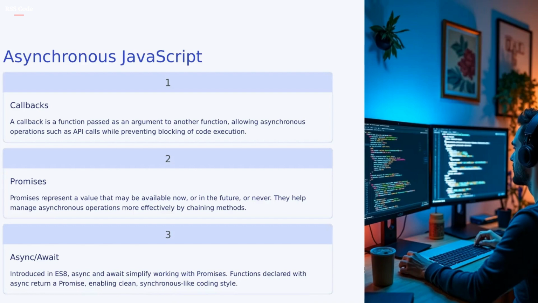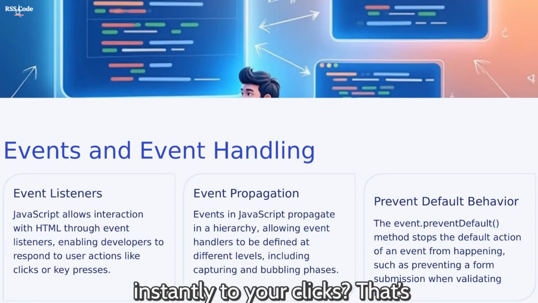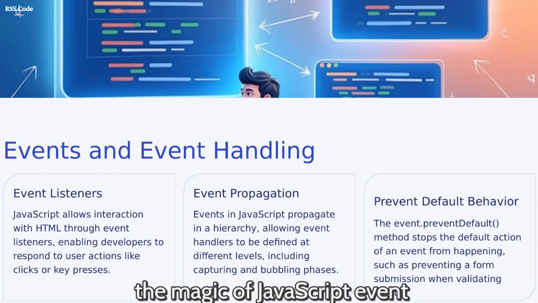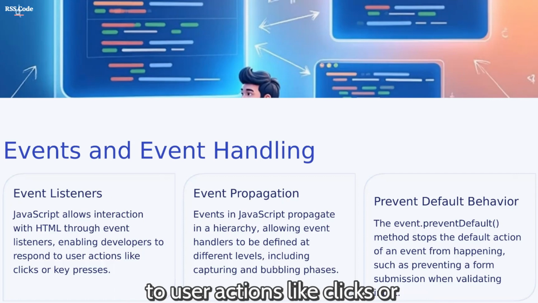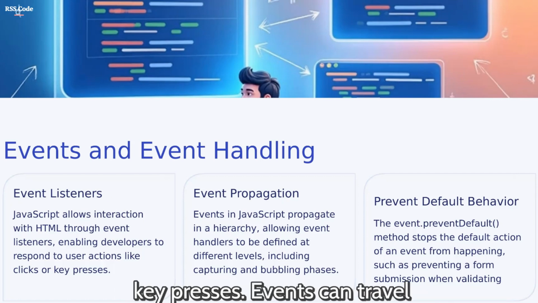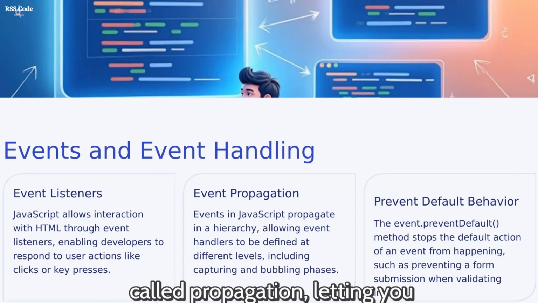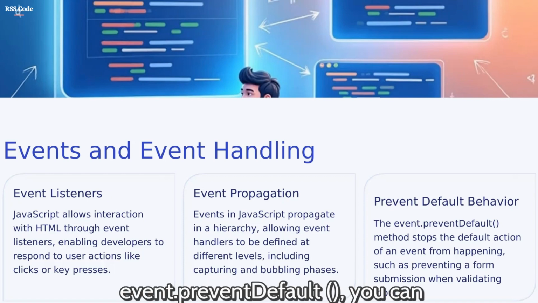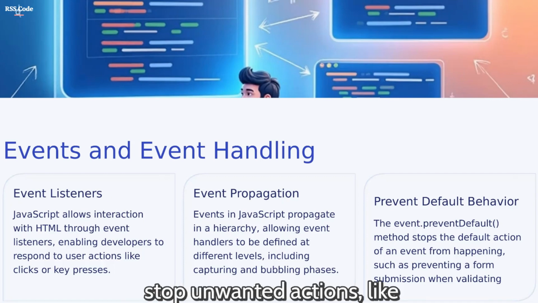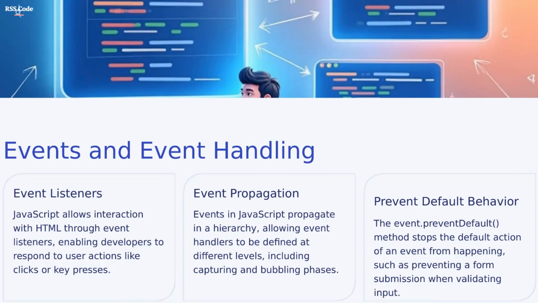Ever wonder how websites react instantly to your clicks? That's the magic of JavaScript event handling. Event listeners respond to user actions like clicks or key presses. Events can travel through the page in a process called propagation, letting you control interactions at different levels. And with event.preventDefault, you can stop unwanted actions, like stopping a form from submitting before it's ready.